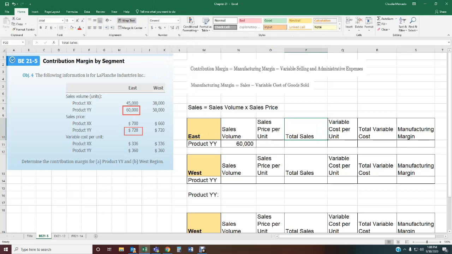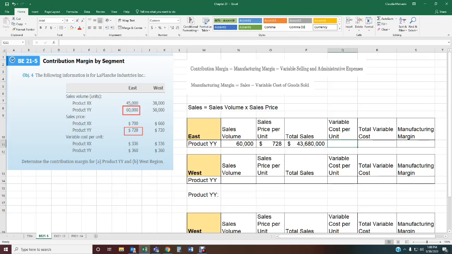Okay, that's 728. So how do we get my total sales? Well, you multiply both of them. You're going to multiply your 60,000 units times $728 a piece. That's going to give me $43,680,000.